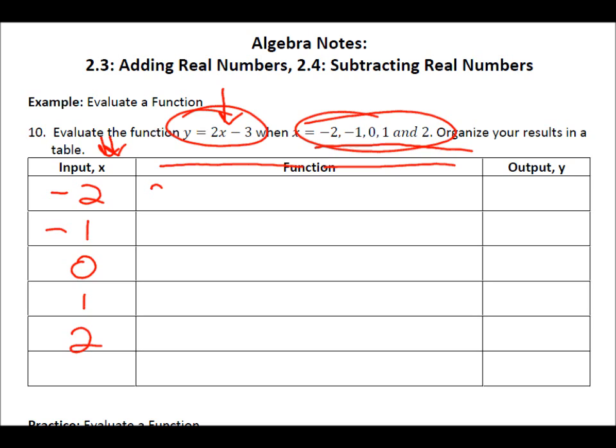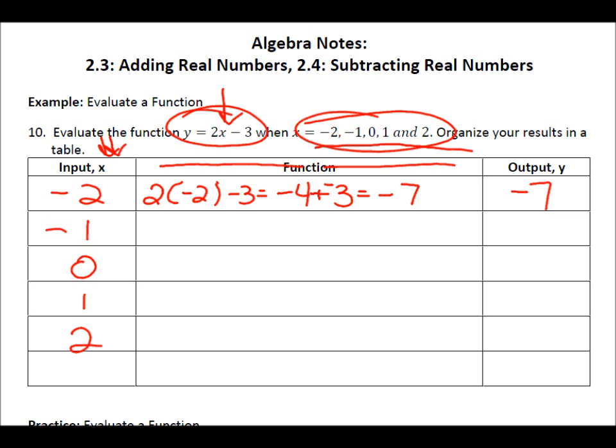So for the first one here, I'm going to take out x, and I'm going to put in -2. And then we're going to solve. 2 times -2 is -4 minus 3. Using the rules we just learned, we're going to add the opposite. So -4 plus -3, those are the same, so we add and keep the sign. So our output value here is -7.